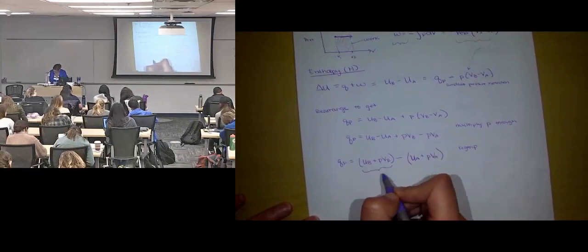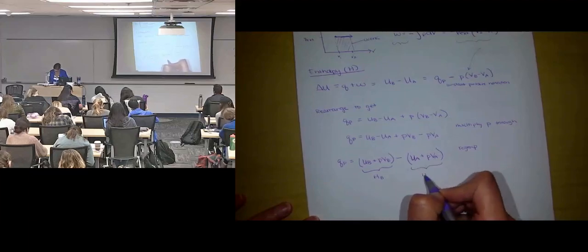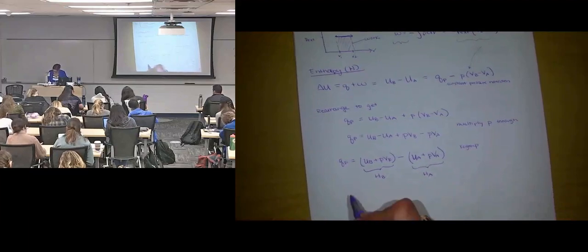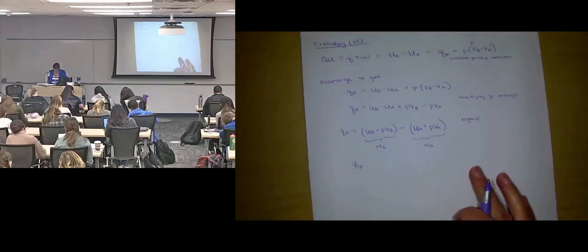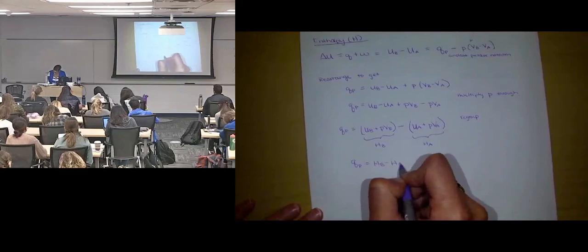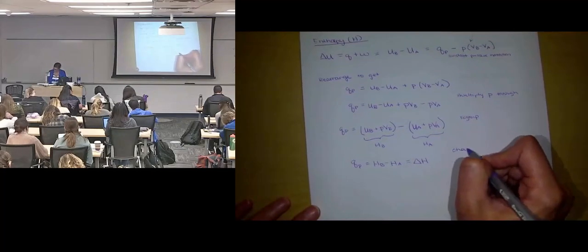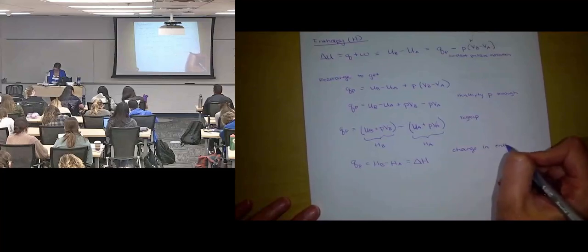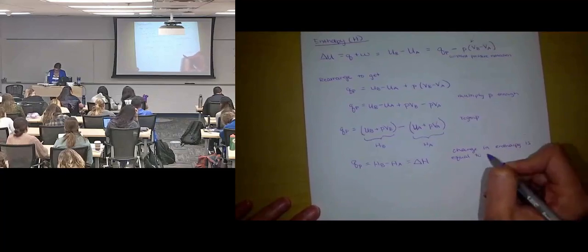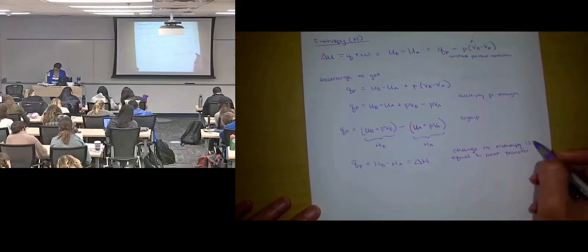This whole piece here is enthalpy at B. This whole piece here is enthalpy at A. Okay. So I could also say my constant pressure heat transfer is equal to enthalpy at B minus enthalpy at A, or is equal to change in enthalpy. Okay. I'll write that in words. Change in enthalpy is equal to heat transfer for a constant pressure process.